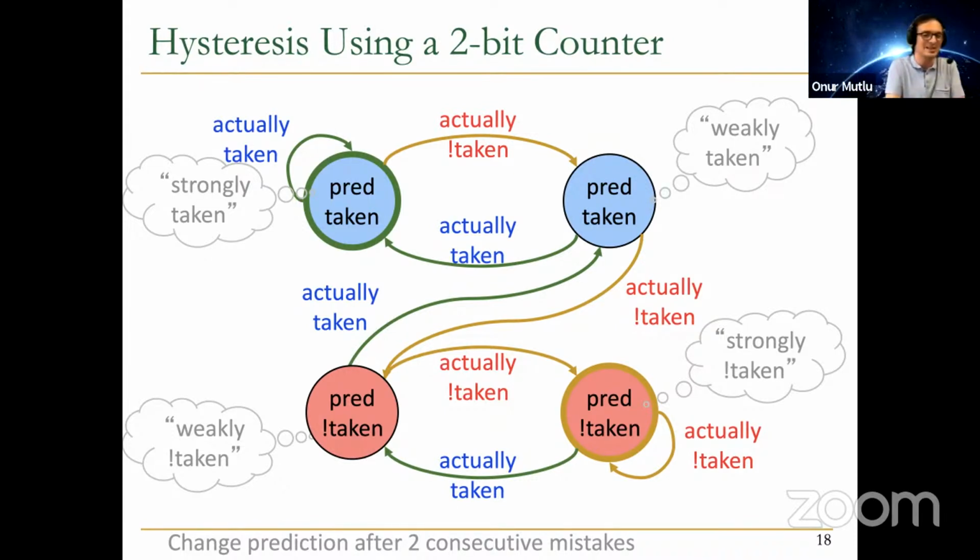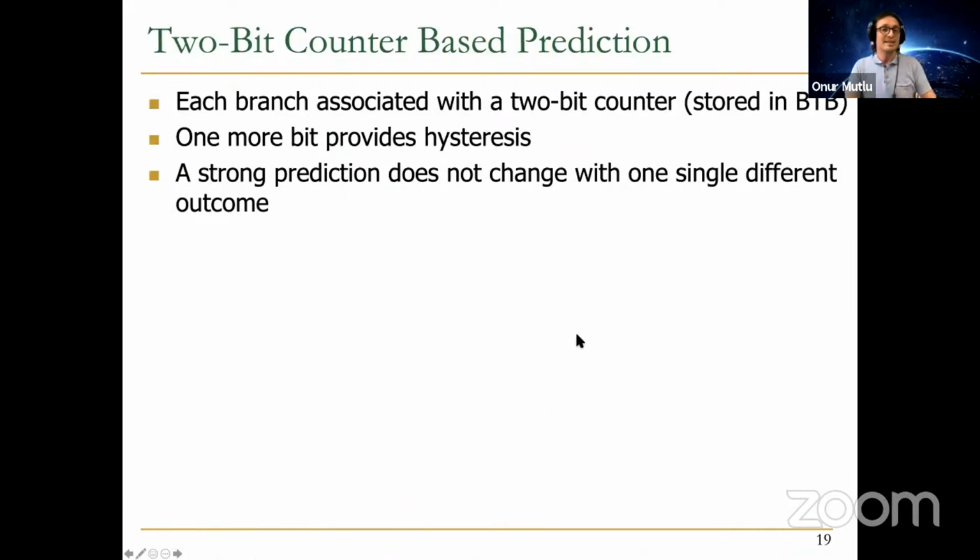Is this the best machine you can build? Probably not. People have used 3-bit counters also, as we will see later on, and you may actually decide to use some other number of bits as well. Okay. So basically, 2-bit counter-based prediction. In this case, each branch is associated with a 2-bit counter stored in the BTB. One more bit provides hysteresis, and a strong prediction does not change with a single different outcome.